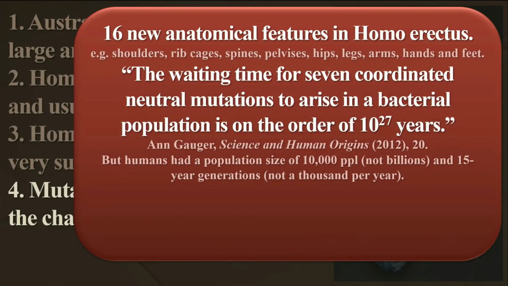How many mutations would you need to go into each one of those 16 anatomical features? Here's Ann Gauger. She writes this. She says, the waiting time for 7 coordinated neutral mutations to arise in a bacterial population, not a human or hominin or Australopithecine population, in a bacterial population, to get 7 neutral mutations that work their way into the population. They're not deleterious, they're not harmful, but they're neutral and they change the bacterium. How many years would you have to wait? 10 to the 27th. A 1 with 27 zeros after it.